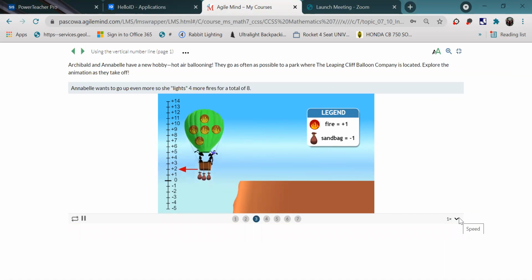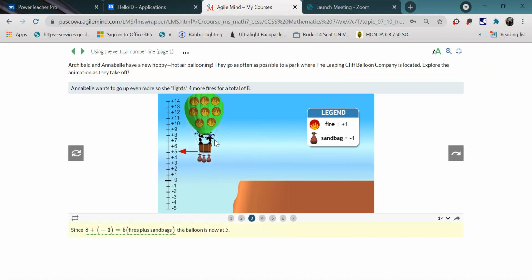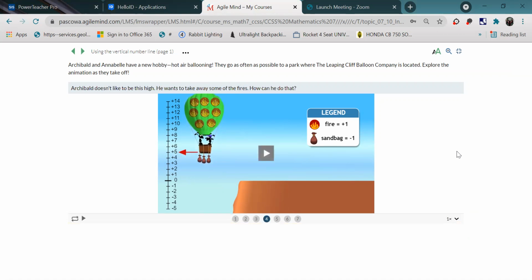So Annabelle wants to go up even more. She lights 4 more fires for a total of 8 fires in all. And there they are with 8 fires and 3 sandbags. You can see Archibald's a little bit nervous. Since 8 plus negative 3 equals 5, that's why the balloon is now at 5. 8 positives, 3 negatives equals 5.